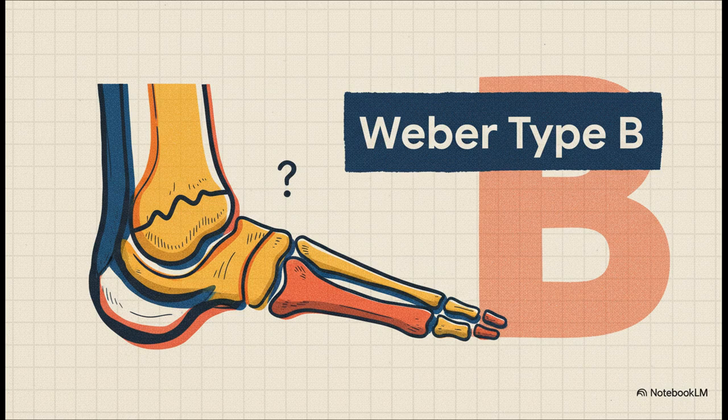Next up, we've got Weber type B. Now here, the fracture line cuts right at the level of the syndesmosis. The key word for type B is variable. You really got to burn that into your brain. The syndesmosis might be okay, but it also might be partially torn. You just don't know for sure from the x-ray alone. This is where you have to be a detective and really assess for any subtle instability.